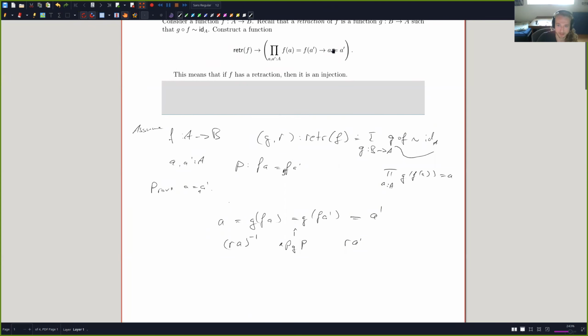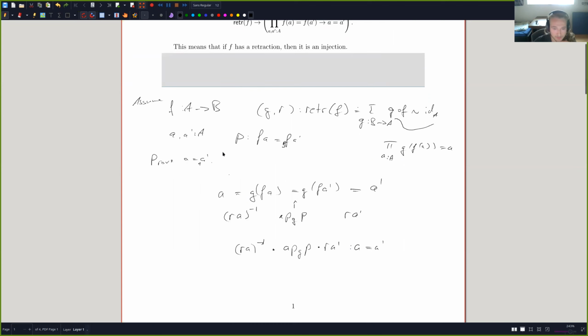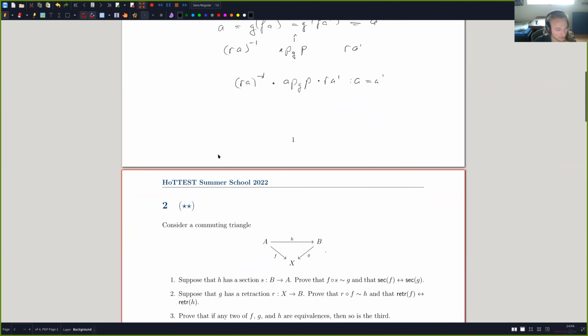Such a path of a equals a prime would be given by r a inverse, then concatenated with ap g of p, concatenated with r a prime. Yeah, and that's it. All right, any questions about this first exercise? That doesn't seem to be the case. Then we'll move on to the next one.